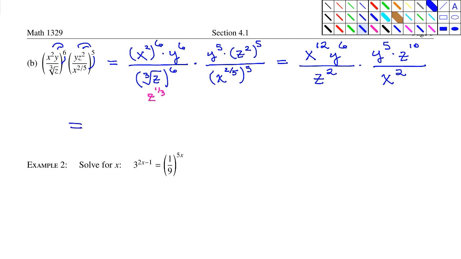Now we simplify. If I look at the x's, I have x to the 12th divided by x squared. That gives me x to the 10th. Times, I have y to the 6th times y to the 5th. So that's y to the 11th. You add the 6 and the 5. And finally, I have z to the 10th divided by z squared. So that's z to the 8th. So this is x to the 10th, y to the 11th, z to the 8th.